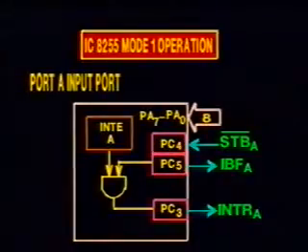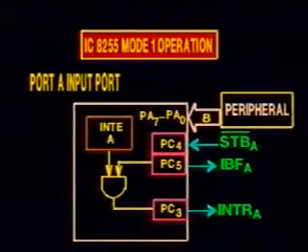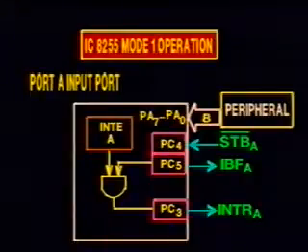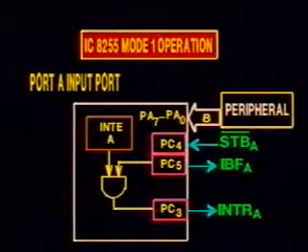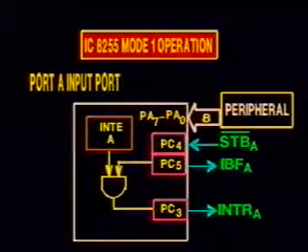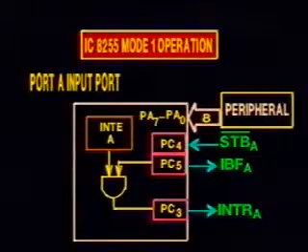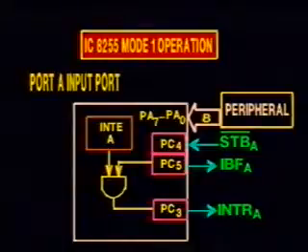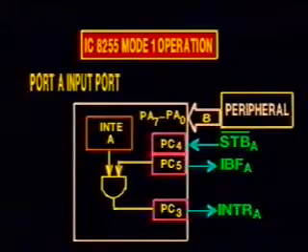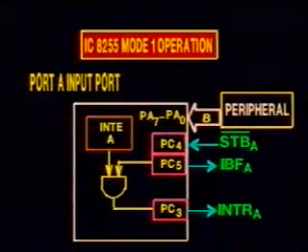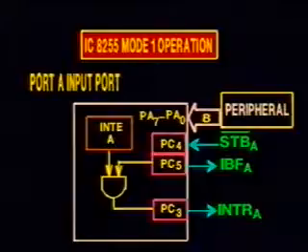The port A may be connected to a peripheral which need to be interfaced. The peripheral, when ready with a byte of data, places it on port A. Then it puts a 0 at the strobe input. In response to this, the 8255 raises the input buffer full signal. The 8255 also raises the interrupt signal.